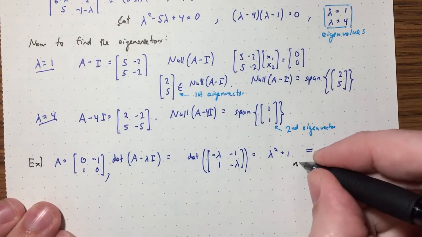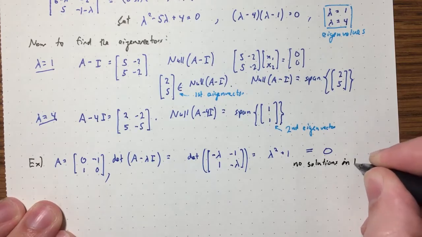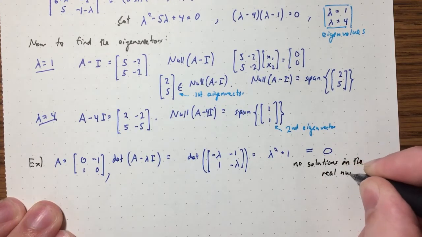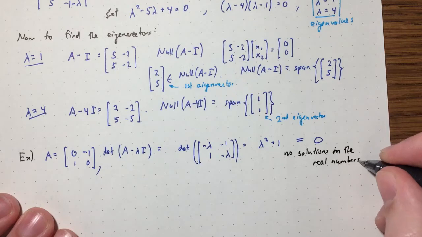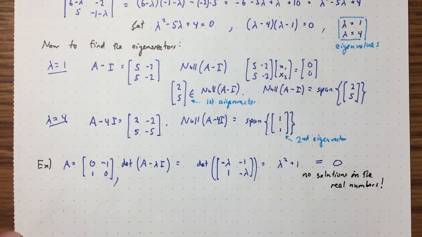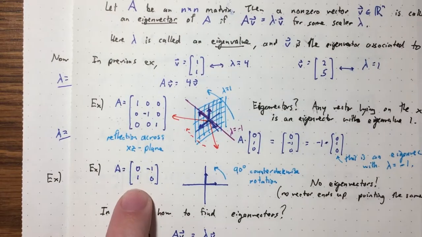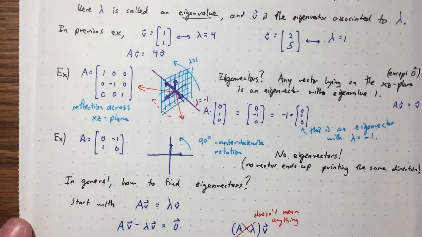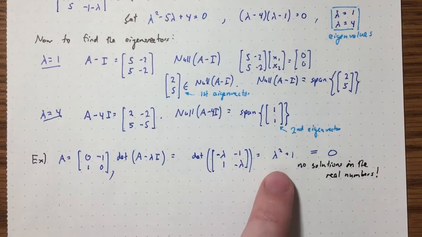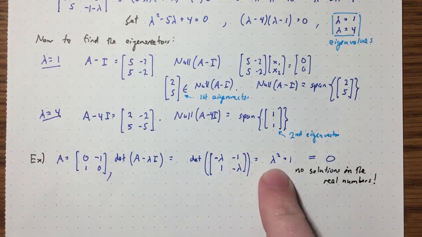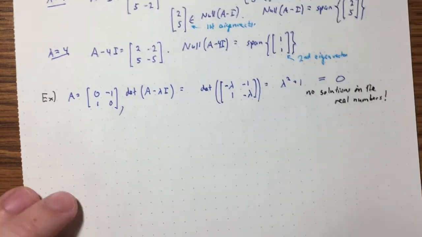But this has no solutions, right? No solutions in real numbers. This would be lambda squared equals minus 1. So solutions would be i and minus i. This has no solutions in real numbers. And so that corresponds to the fact that this transformation did not end up having eigenvectors. So there aren't even any eigenvalues. Technically there are eigenvalues. They're complex eigenvalues, so that's a whole other story. We'll get to that eventually.